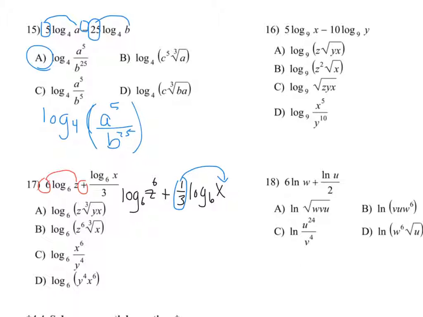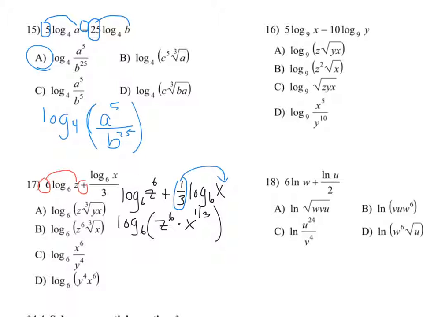So rewriting this into one log, I get log base 6. I know we're going to have a z to the 6th power, and we're going to be multiplying because the logs are adding, or they're both positive. And then we're going to have an x to the 1/3 power.